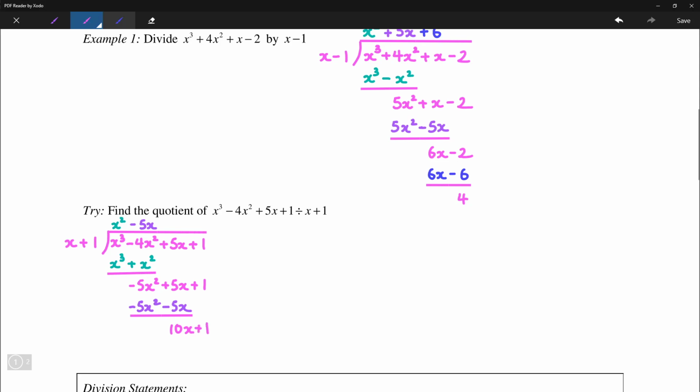So the last term of the quotient in this case would be plus 10. Gives us 10x plus 10. So once we subtract, the remainder would be negative 9.